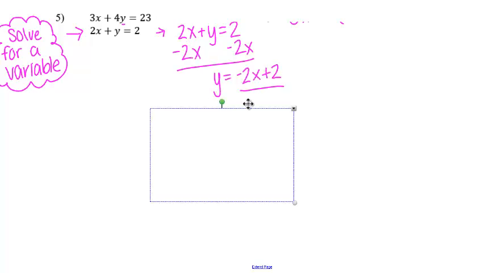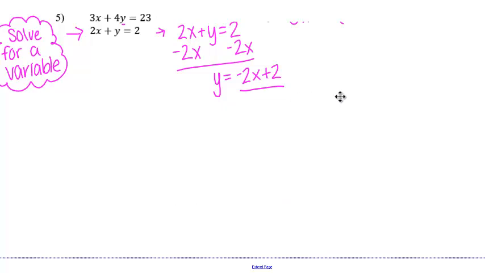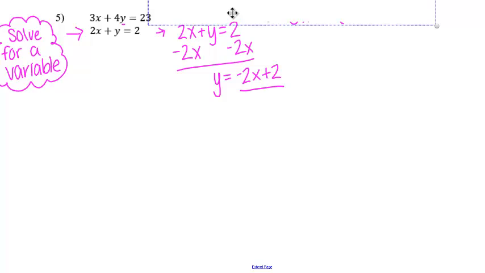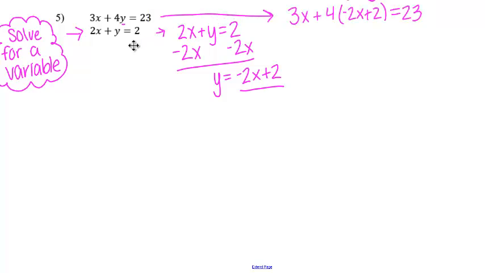That's what I chose. Okay, then you're going to take this negative 2x plus 2, you're going to plug it into the other equation, into that y spot there. Okay, so we have the 3x still, we're good, plus 4, we're good. Then instead of y, you would just plug in what you just got over here.